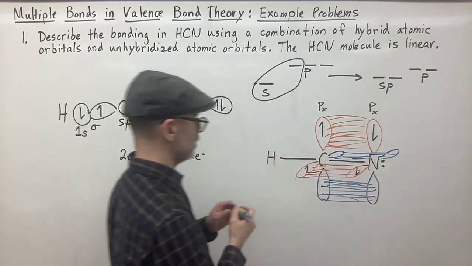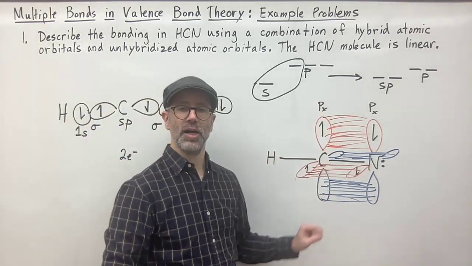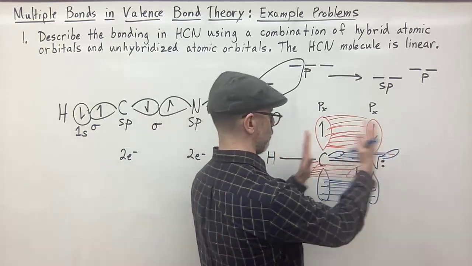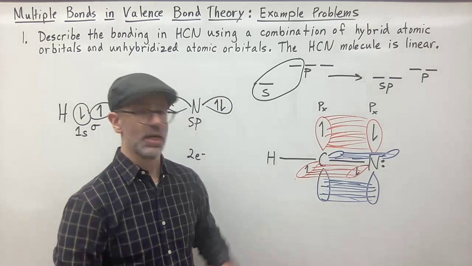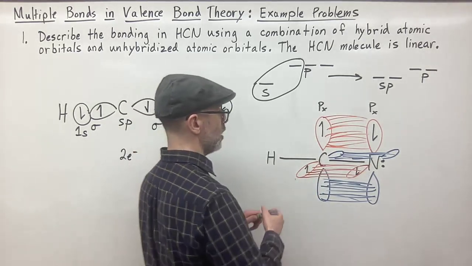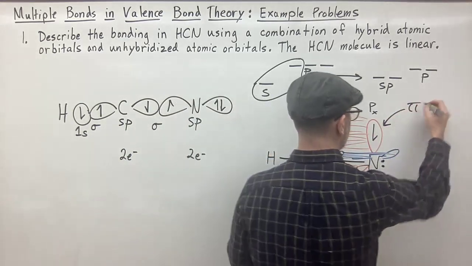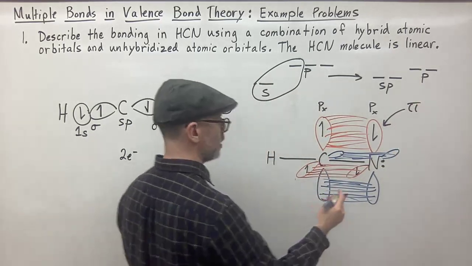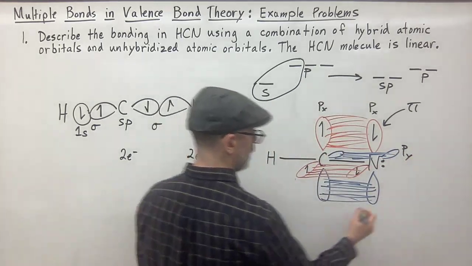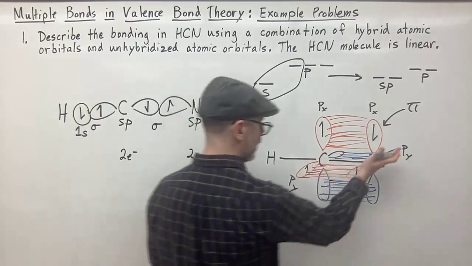Hopefully this is making sense. Hopefully you can see that. So then because you have two unhybridized p orbitals and they're overlapping with each other between adjacent atoms, you get a pi bond for each one. So then your px is going to form a pi bond. And I forgot to label the py. So this is a py, and this is a py. So this is a py and this is a py.